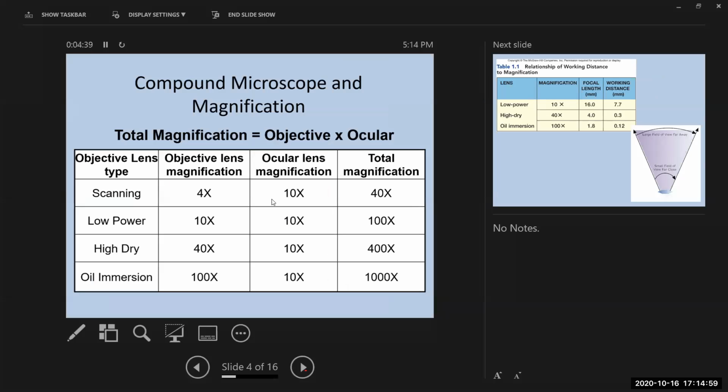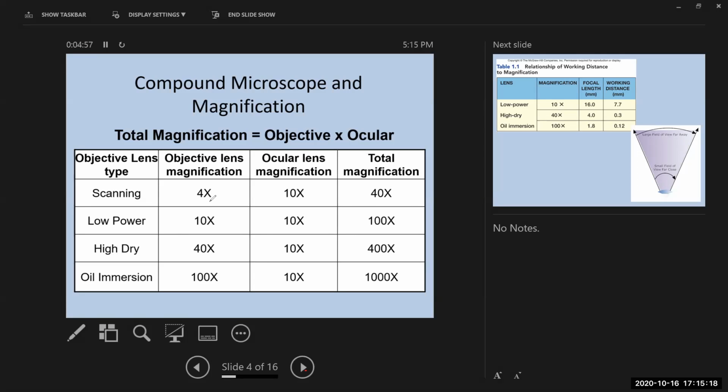We're going to see again the different types of magnification that we can use. And as we said before, the ocular lens is always tenfold. And then we'll usually start off with the scanning microscope, which uses a 4x lens. And again, like we said before, that would have a total magnification of 40.